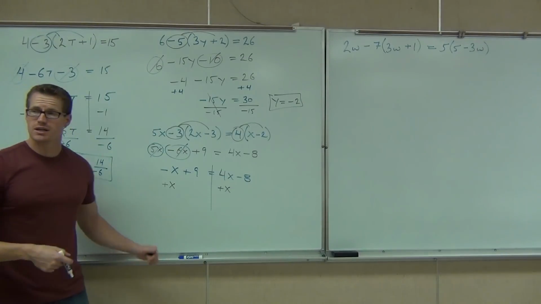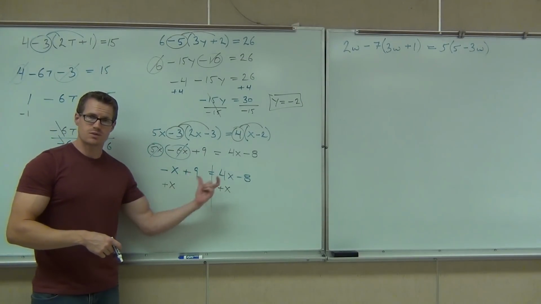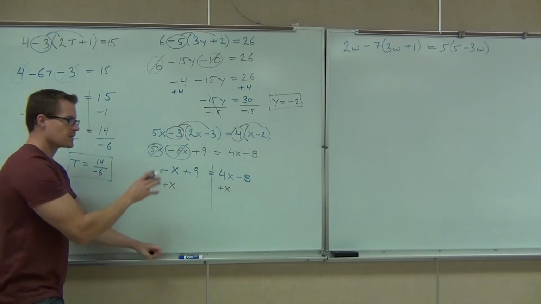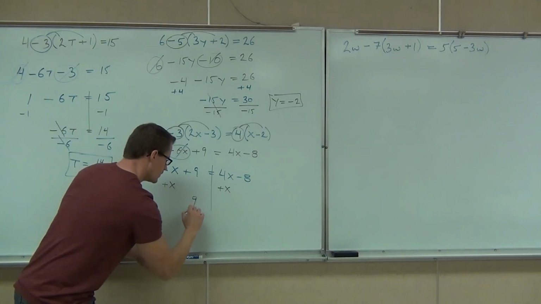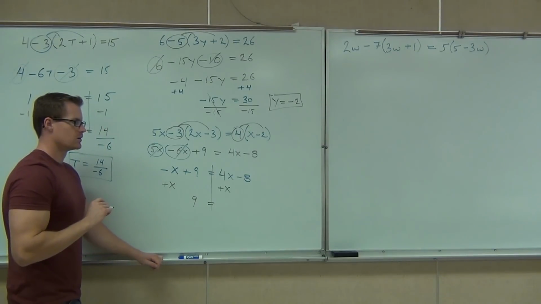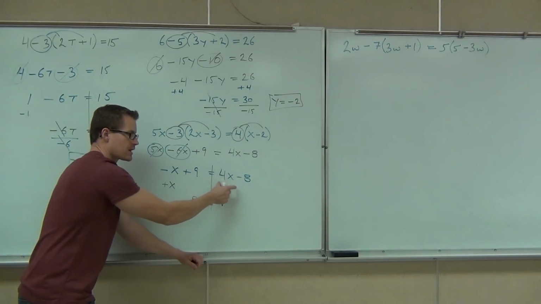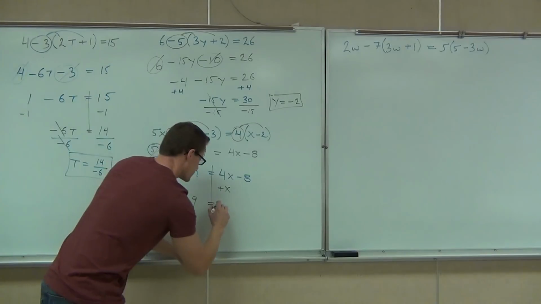That's what we're doing. You're going to get a problem very much like this on your test. If you can do this, you'll be set. On the left-hand side, how much do we have, ladies and gentlemen? 9. 9 equals 5x minus 8. Great. If we have 4x plus x, we get 5x. Perfect.